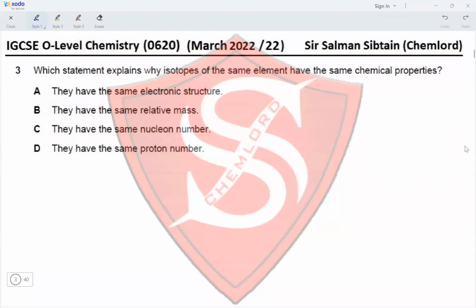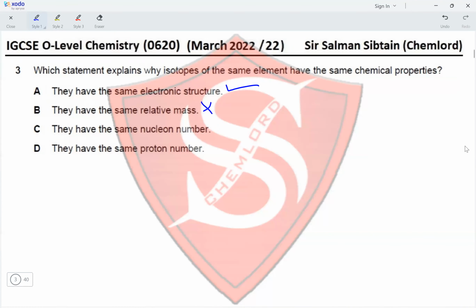Question 3. Which statement explains why isotopes of the same element have the same chemical properties? They have the same electronic structure. Yes, because isotopes are rather atoms of the same element which have the same number of electrons and protons, which means they've got the same electronic structure. They have the same relative mass. No, their masses are different because their nuclear numbers are different.